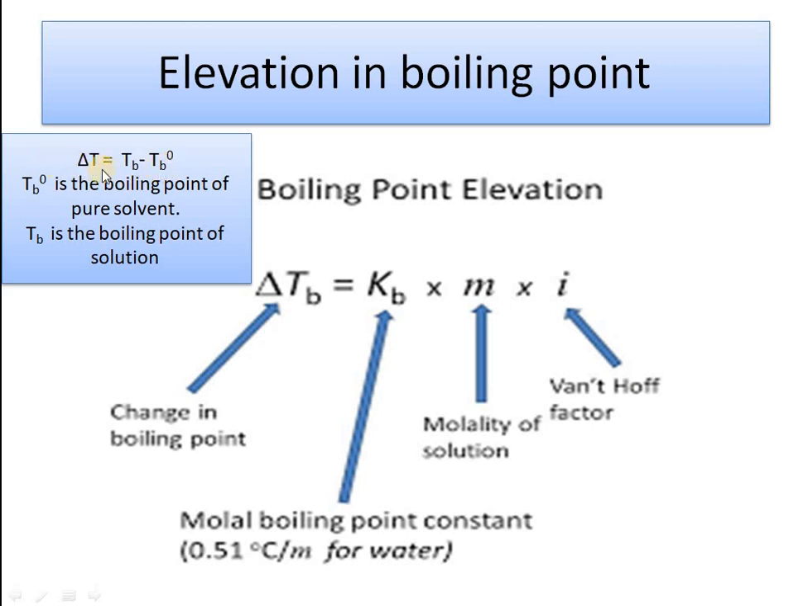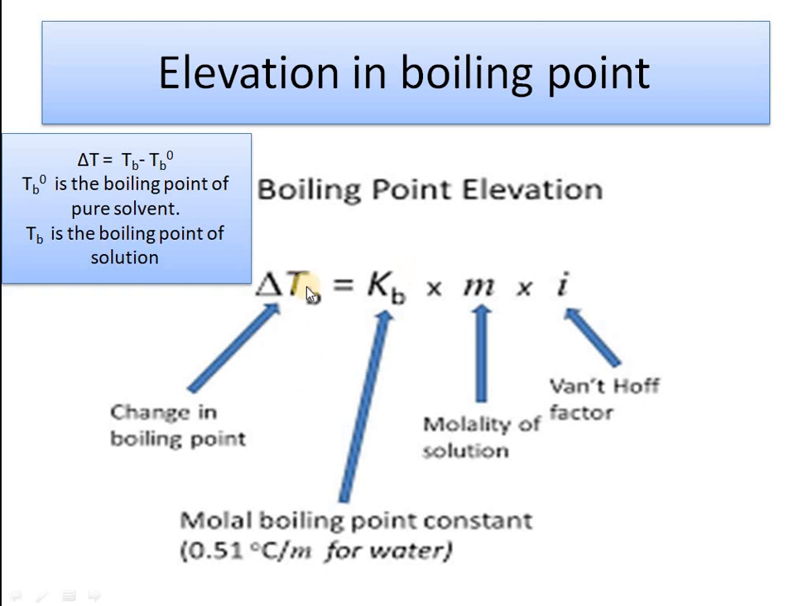So it means that the elevation in boiling point is represented by delta TB, and that is proportional to m. m is what? Molality, and Kb is what? Constant of proportionality, and it is also known as the molal boiling point constant. It is also known as the molal elevation constant, or ebullioscopic constant. Sometimes the question comes: define molal elevation constant.